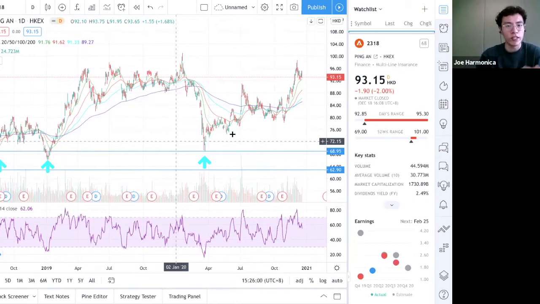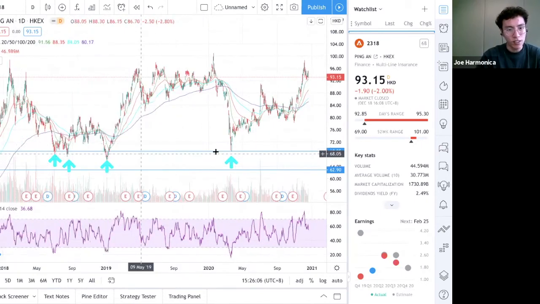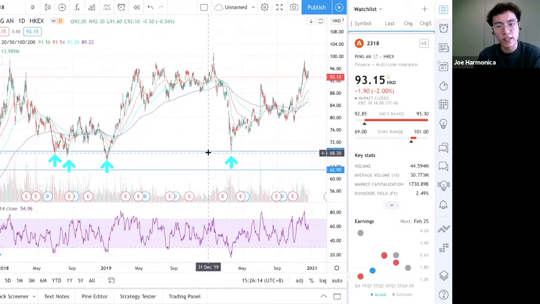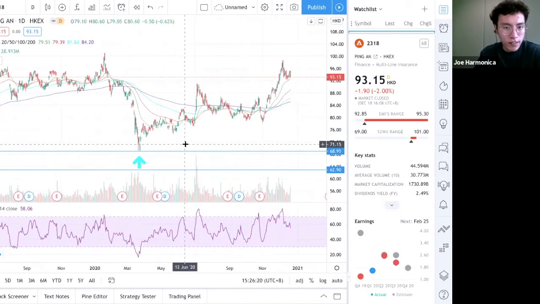This is one of the questions asked by Mandy, all right? Support can be long-term, can be short-term, but as it goes through a long period of time, like this one from 2018, 2019, 2020, it tested it multiple times already, right? 4 times, and it fails to break through 69. So 69 is a very, very strong price level support for Ping An, all right? And that is for support.